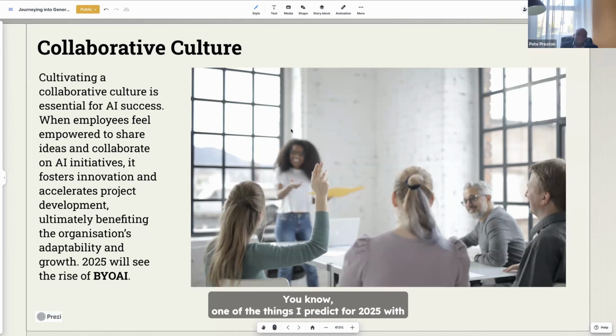One of the things I predict for 2025 will be the rise of BYO AI. Previously, if history is to repeat itself, we had BYOD, which is bring your own devices. Soon, I predict it will be bring your own AI, because these are the tools you've been working with. You've tried and tested them over time.